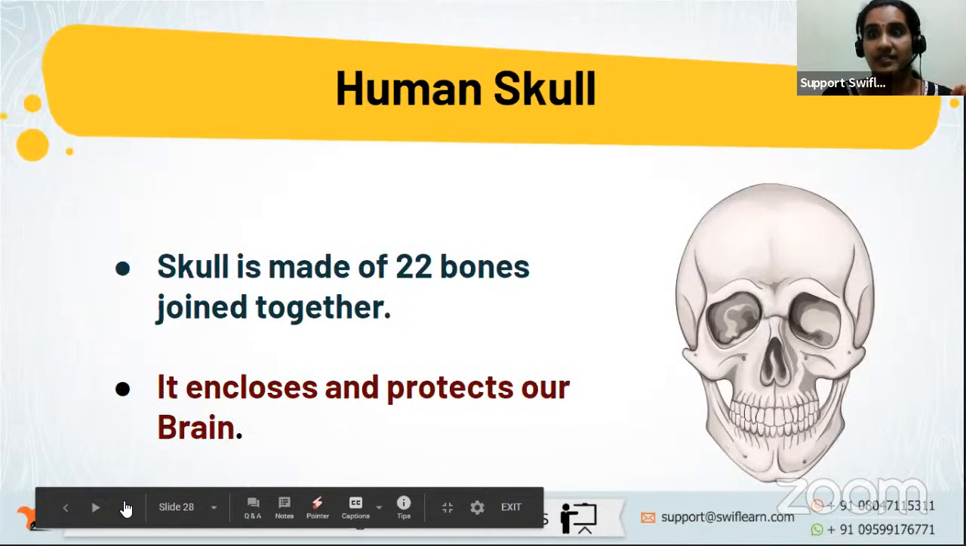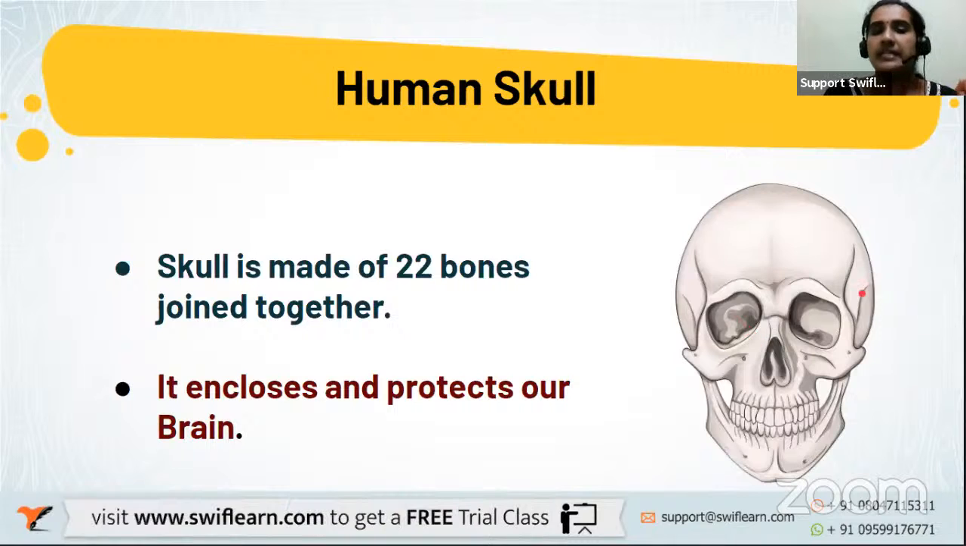Now, the human skull. This is an important area. The skull is made up of 22 bones. How many bones are there? 22 bones, and they are joined together. Everything is joined and makes one thing. You can see here, it encloses and protects our brain.